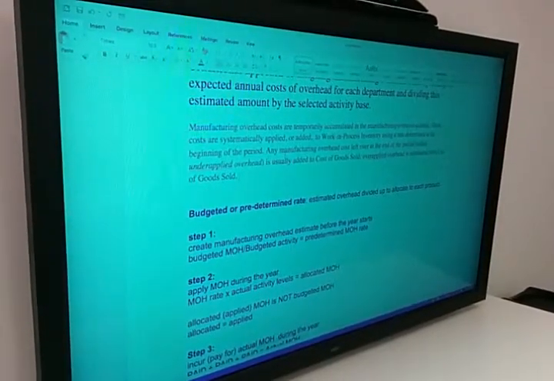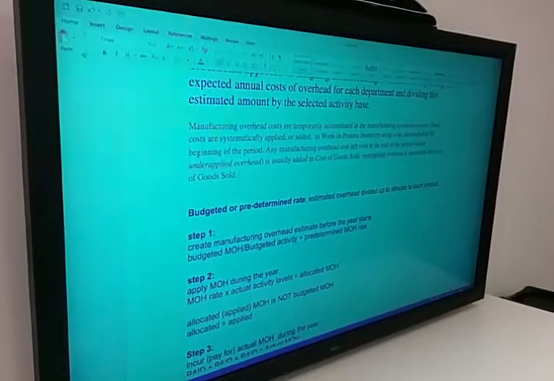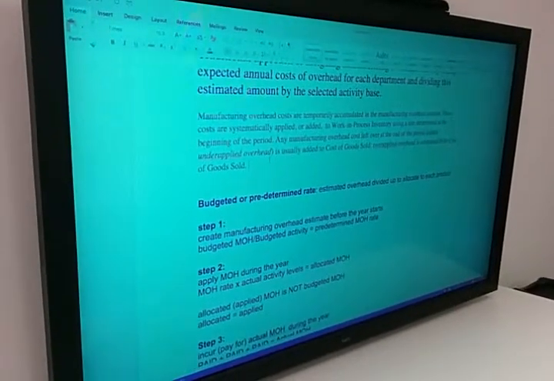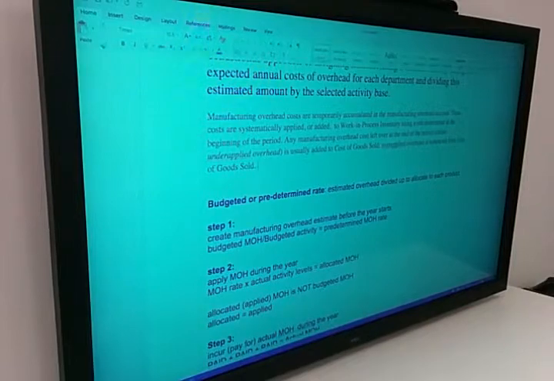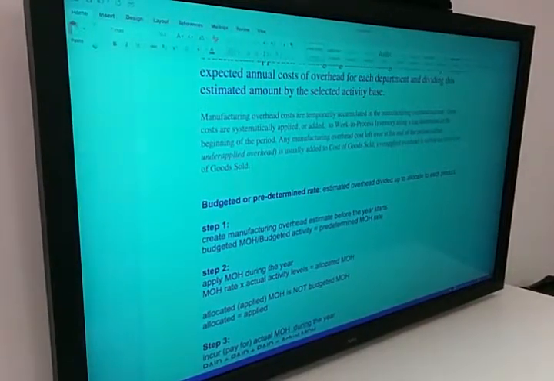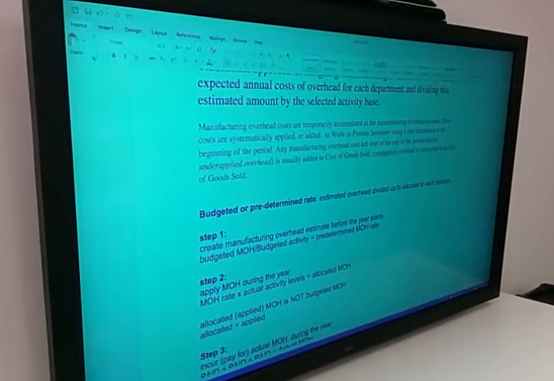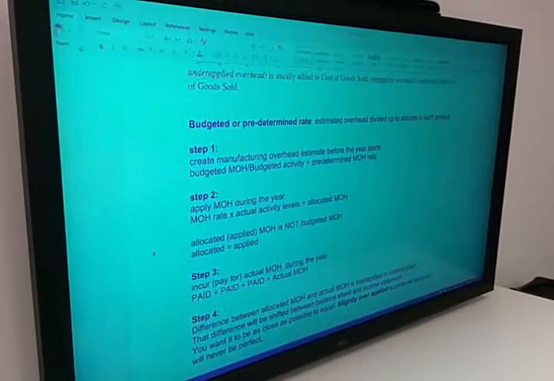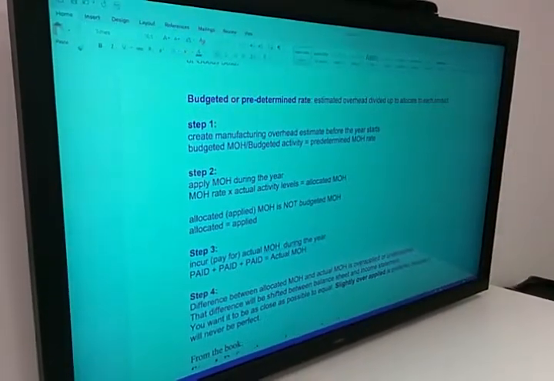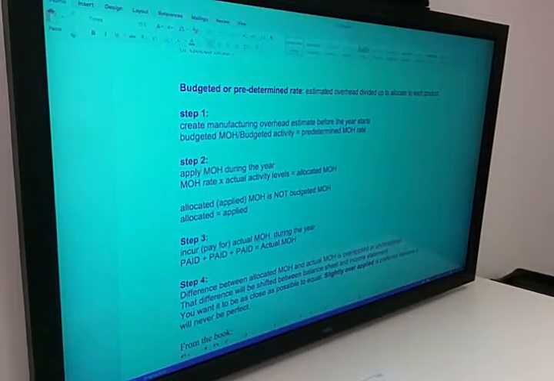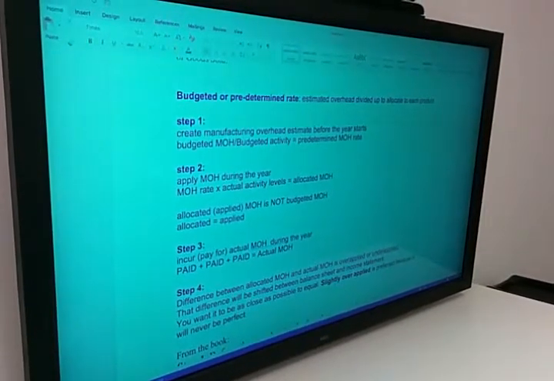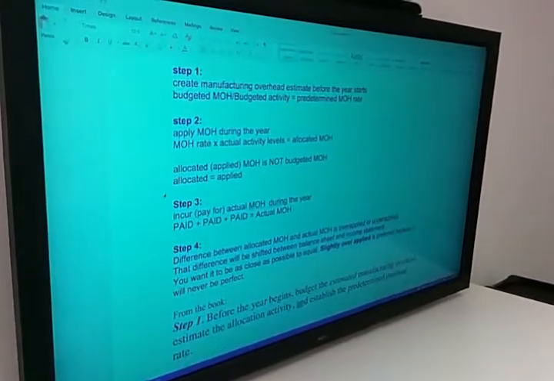Any manufacturing overhead cost left over at the end of the period, called underapplied overhead, is usually added to cost of goods sold. Overapplied overhead is subtracted from cost of goods sold. Okay, so the budgeted or predetermined rate, estimated overhead, is divided out to allocate to each product. So these are the steps.